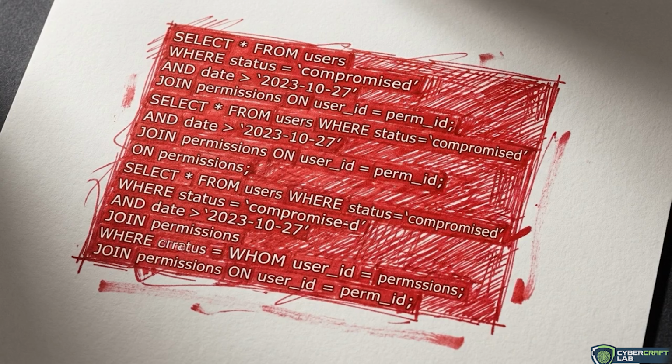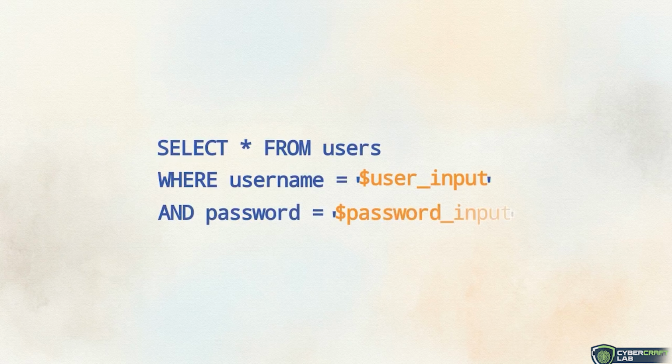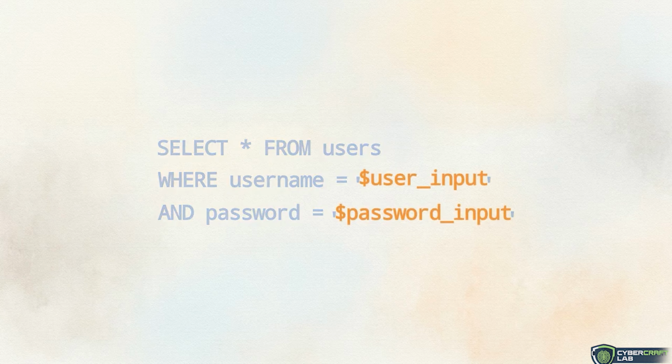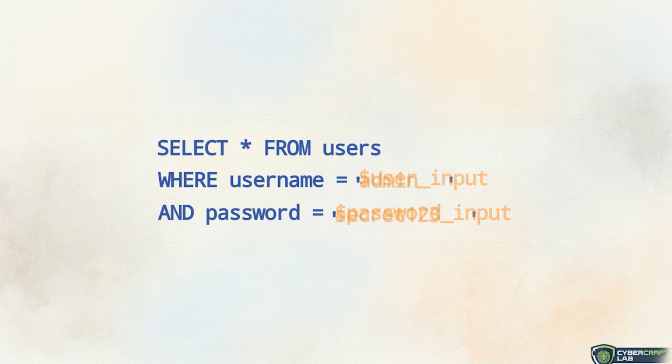SQL injection represents a failure of structural logic, where the rules governing the application's internal grammar are turned against the security of the database. This is a standard query for authentication. Blue text represents the database instructions, while orange variables represent user data. In a legitimate login attempt, the application replaces these variables with standard text strings, like a username and password.